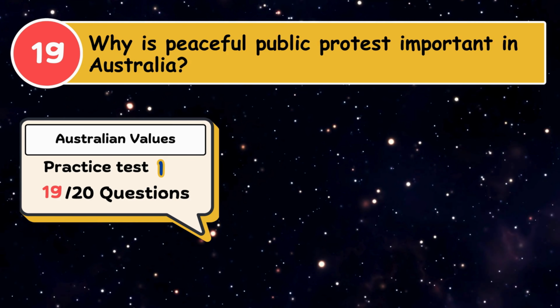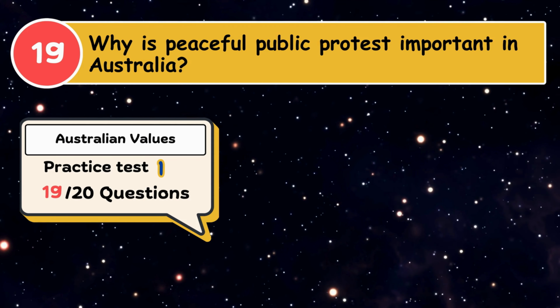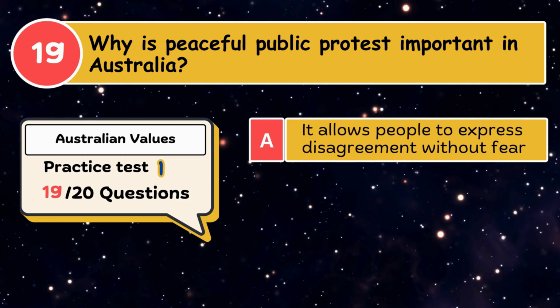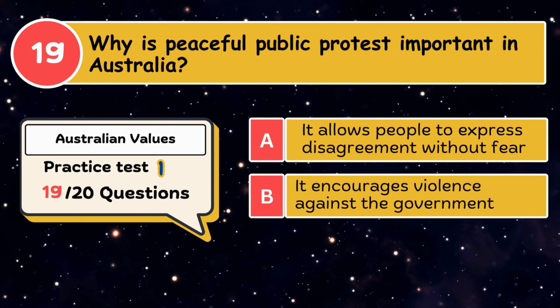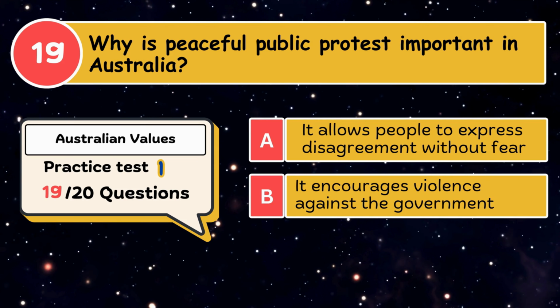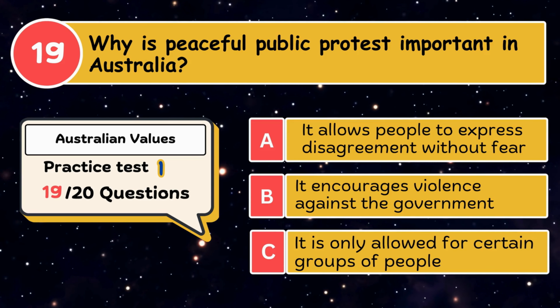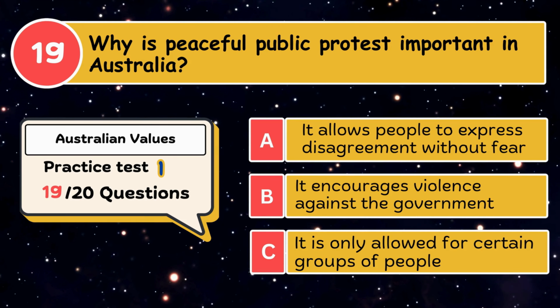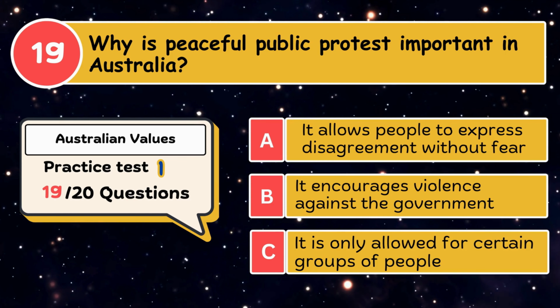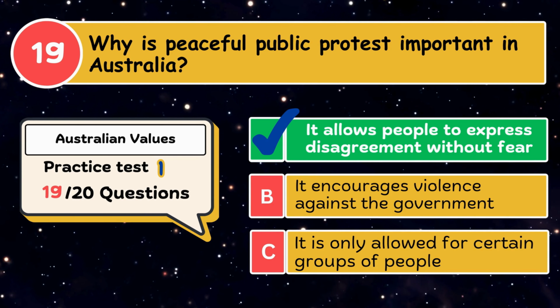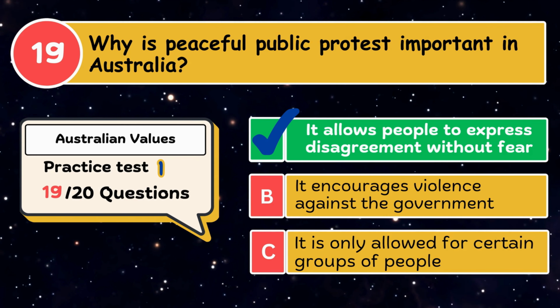Why is peaceful public protest important in Australia? A. It allows people to express disagreement without fear. B. It encourages violence against the government. C. It is only allowed for certain groups of people. The correct answer is it allows people to express disagreement without fear.